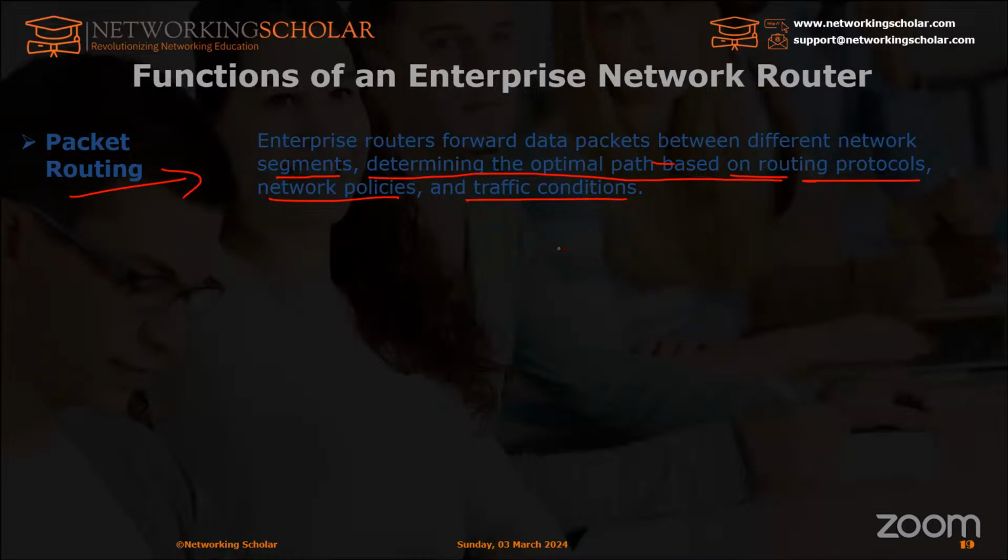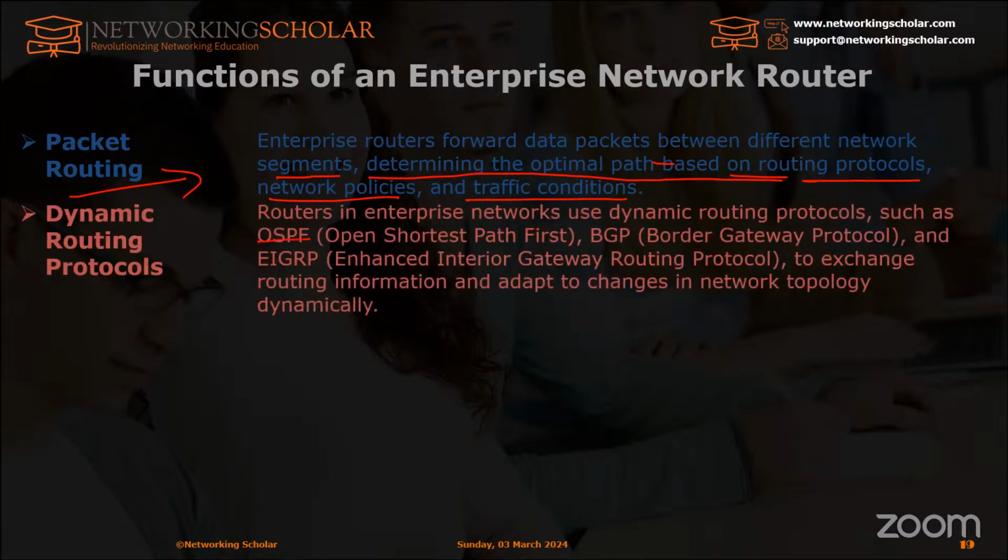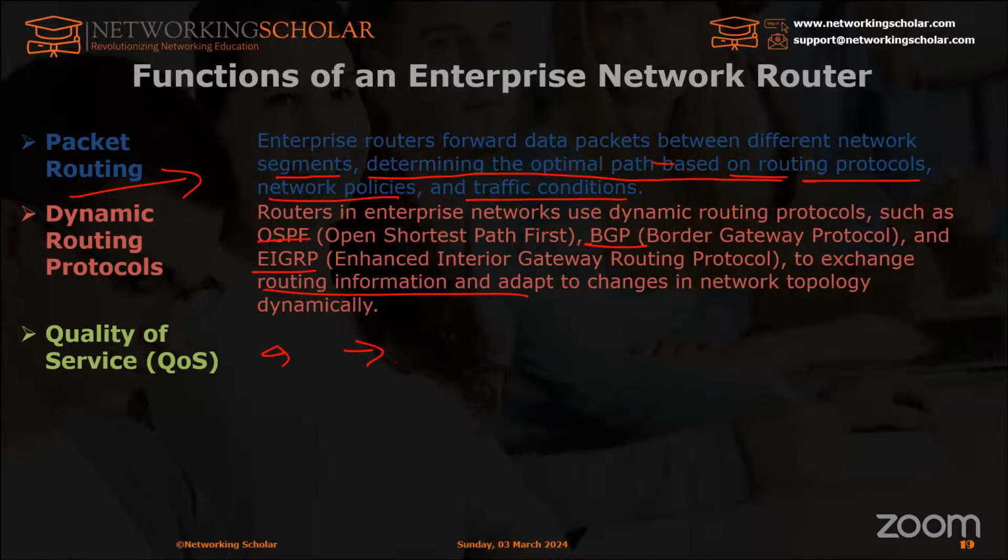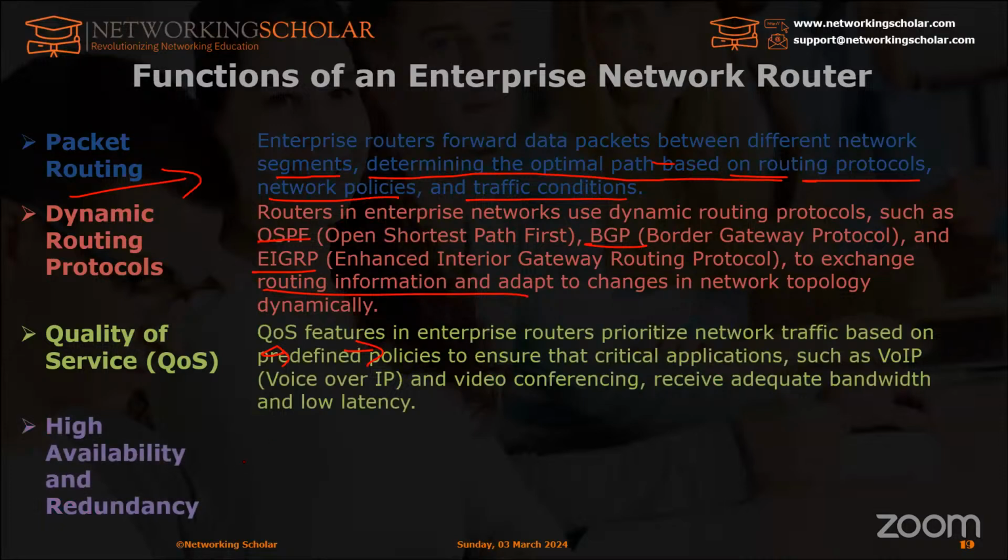Then we have dynamic routing protocols. It can support dynamic routing protocols like OSPF, BGP, EIGRP, to exchange routing information about connected networks or geographical networks. Suppose that we have multiple routers in a network, then it is used to share information. Then there is quality of service, we already discussed it, and it can be used for priority based traffic. Then high availability and redundancy, we already discussed, so there is no need to discuss again and again.